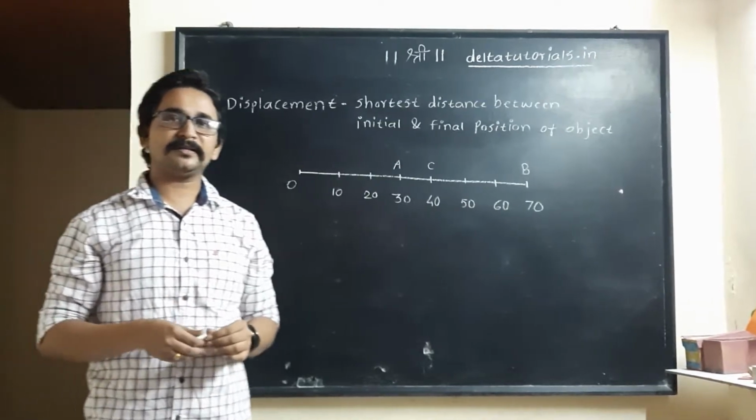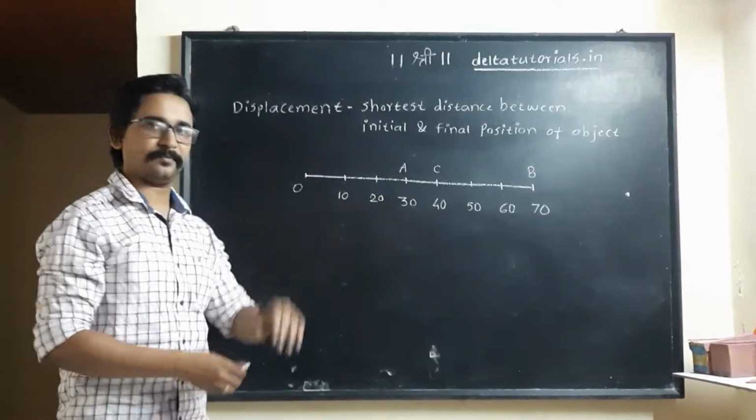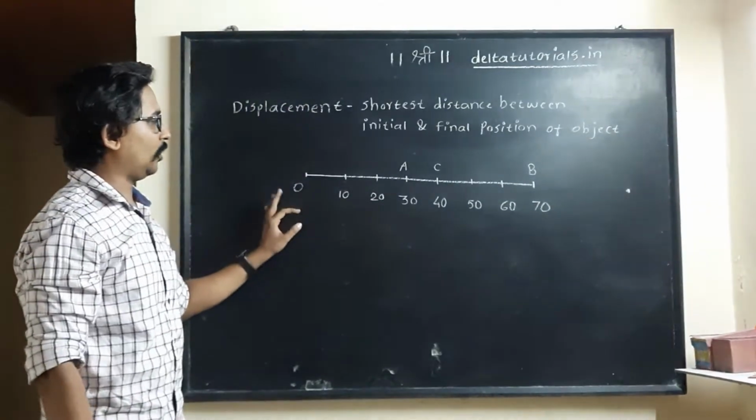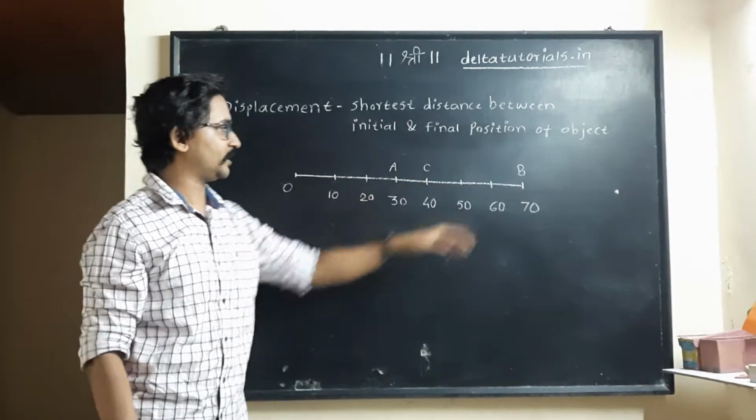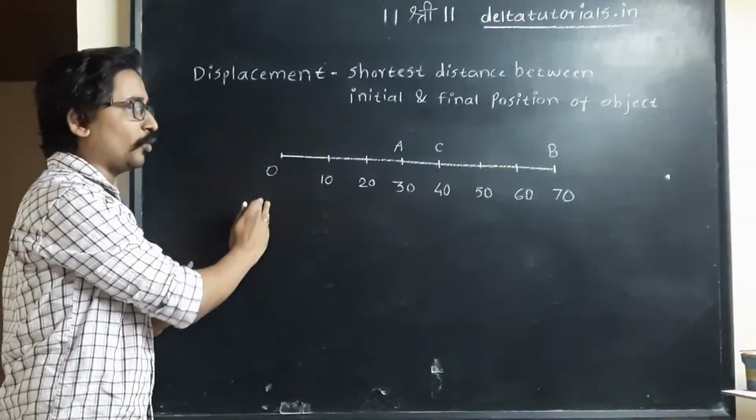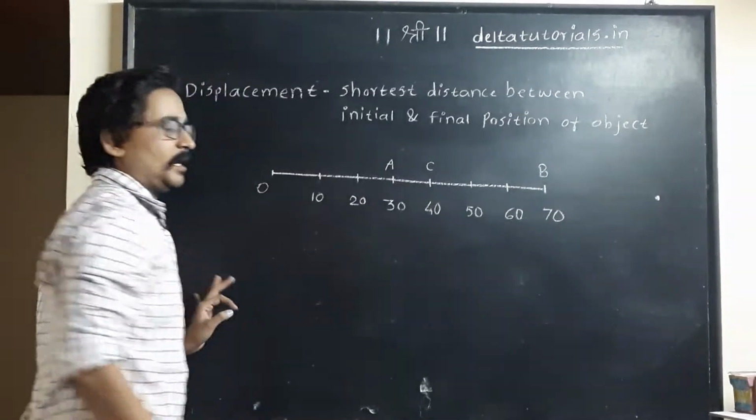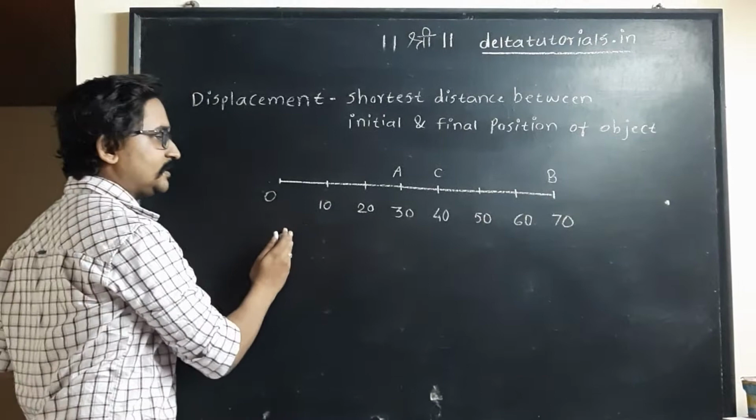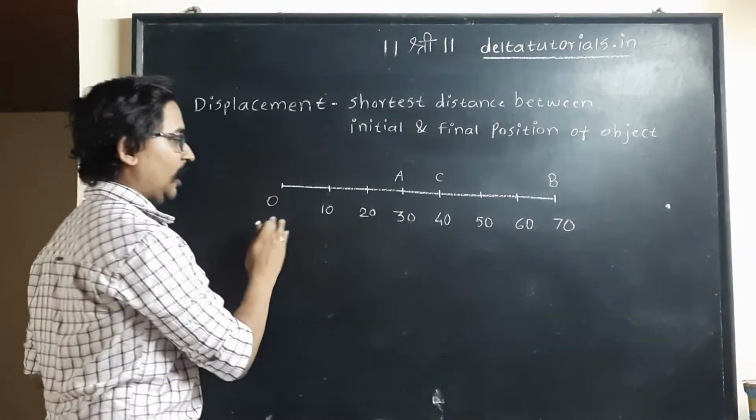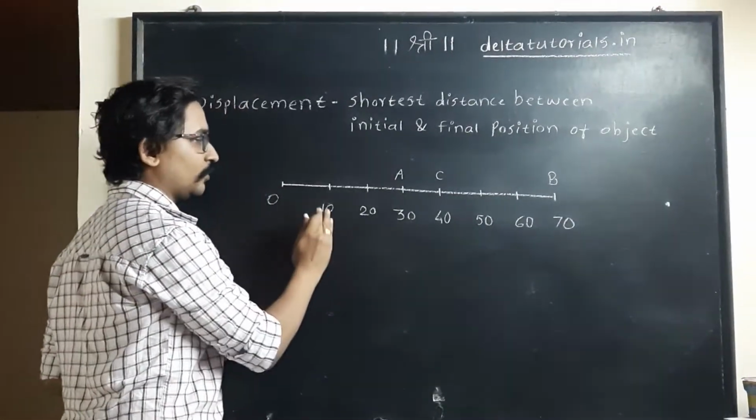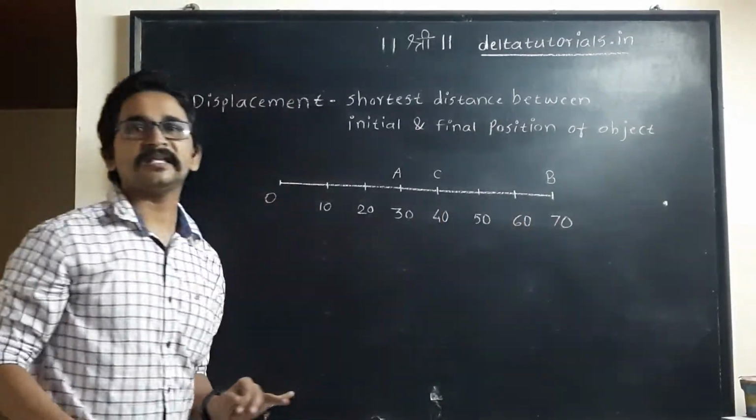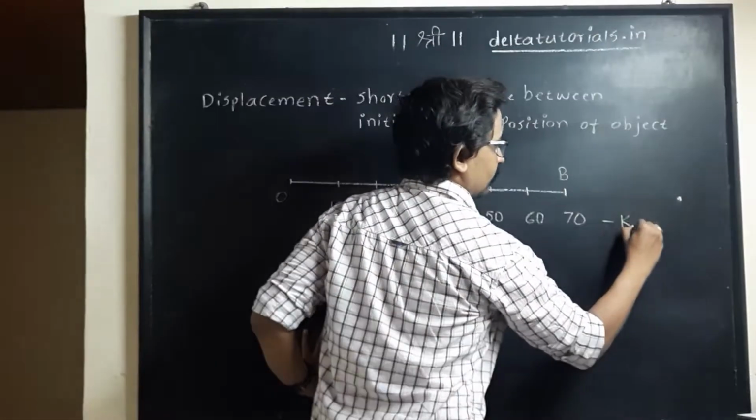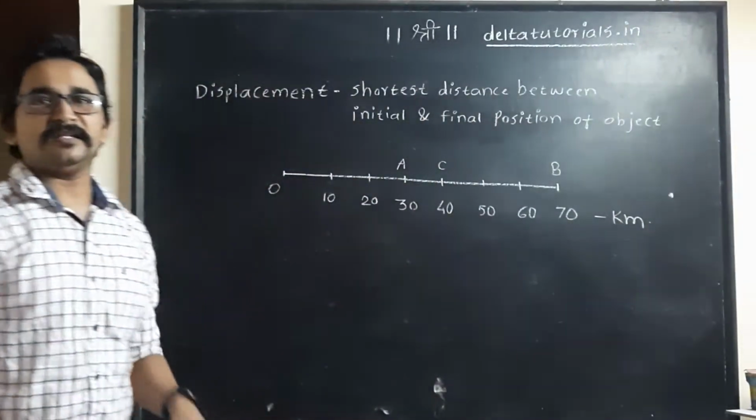Now we will understand this in a better manner with the help of this example. You can see here I have drawn a segment, and on that segment some points are present. O is the origin point, and A, B and C are 3 points at some distances. With a difference of 10 units, I have mentioned numbers from 0, 10, 20 up to 70. This distance is in kilometers.